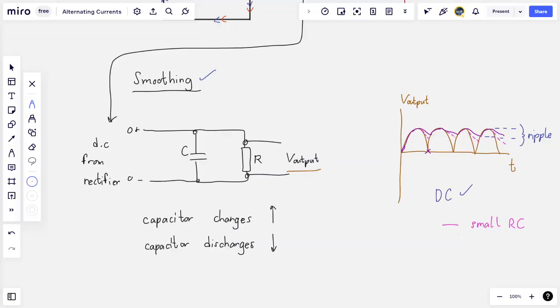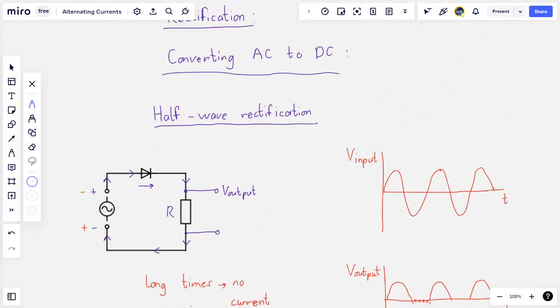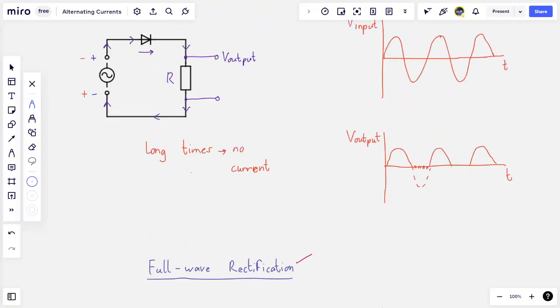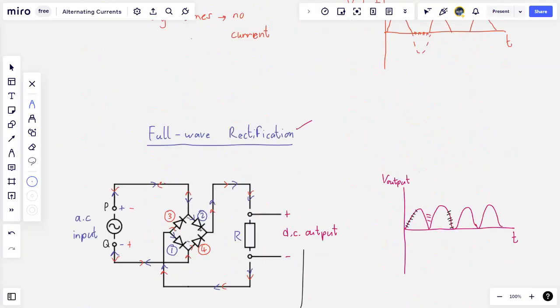You want to use a high resistance and a high capacitance if you want a smaller ripple. And so the purple line represents a large time constant. Yes, it will take long for the capacitor to charge, but it will also hold that charge for a much longer time. And that's exactly what you want. So we've started at the top, with half-wave rectification, where we took the AC input, turned it into DC, albeit a very poor DC signal, long times with no current.